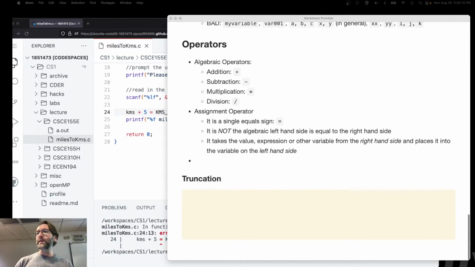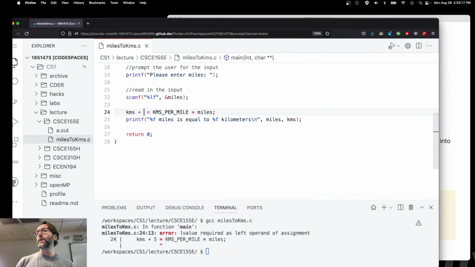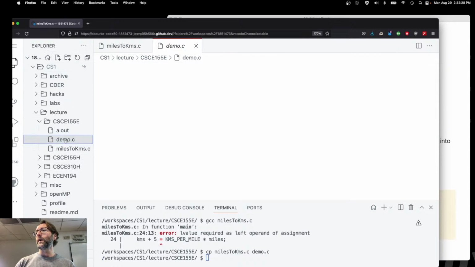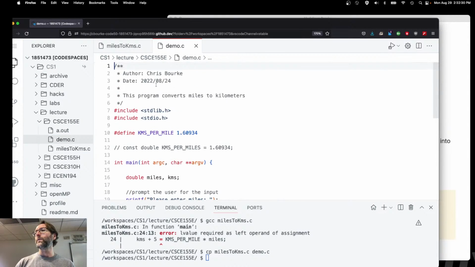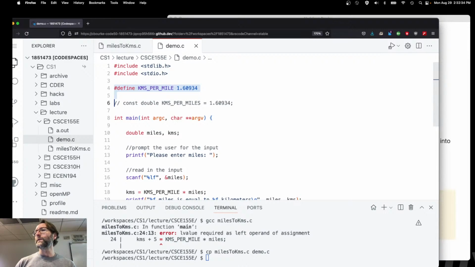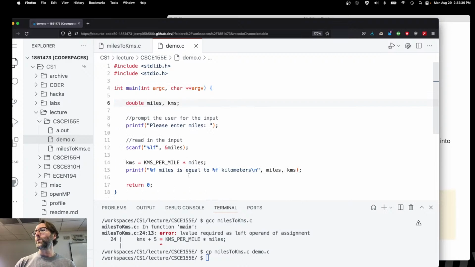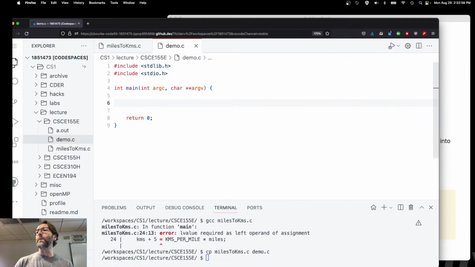Now, what if I did some expression like, say, I don't know, let's expand this out, and let me go ahead and create a new copy, miles to kilometers to demo. I just need some demo code over here. And let's go ahead and get rid of this stuff, and get rid of this. And we'll start clean with a nice clean program here, all right?